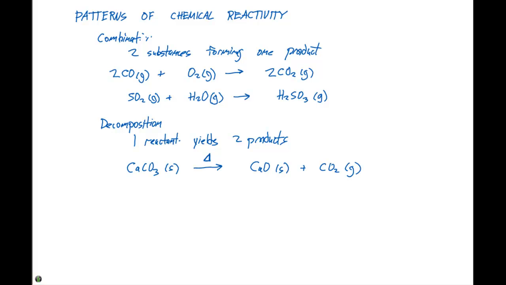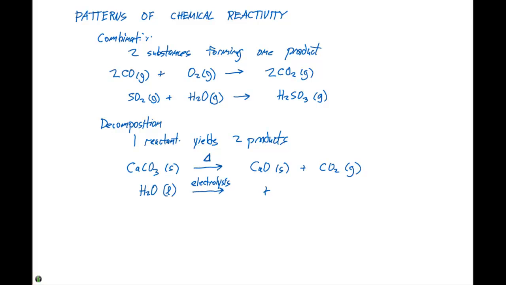We need to double check to make sure this is balanced. We have 1 calcium on the left and 1 on the right, 1 carbon on the left and 1 on the right, 3 oxygens on the left, and 1 plus 2 or 3 oxygens on the right hand side. So that is balanced. And typically with these decomposition reactions, you need to put some type of energy or heat into them or do something to break down what that reactant is. Some of them happen spontaneously, but in most cases we need to apply some type of energy to push this reaction forward.